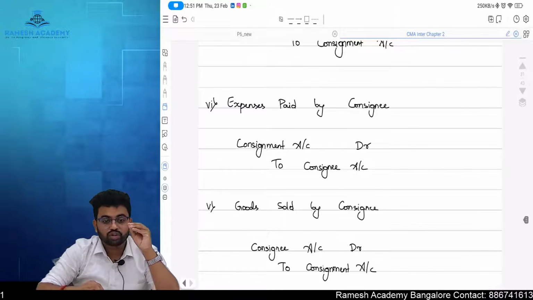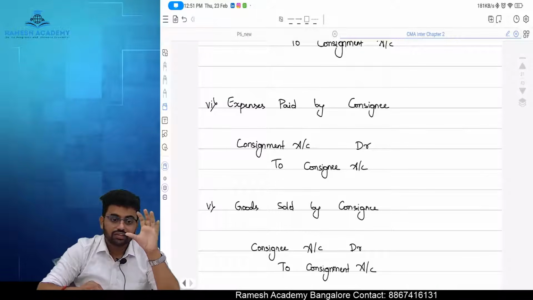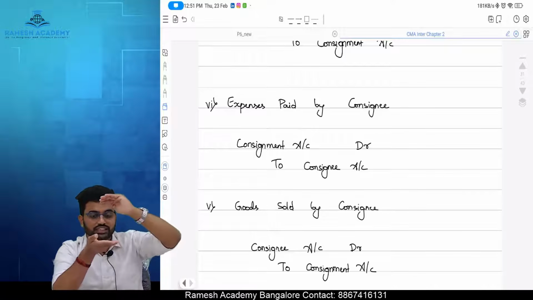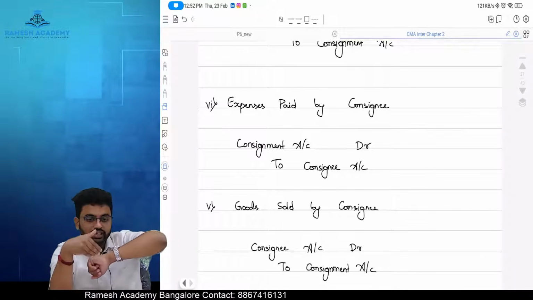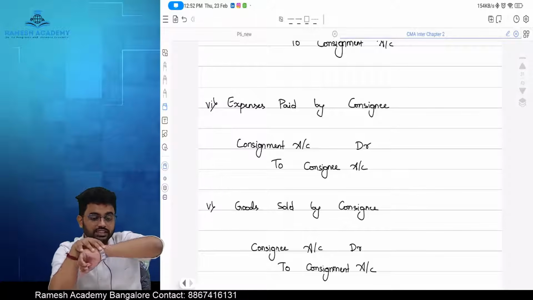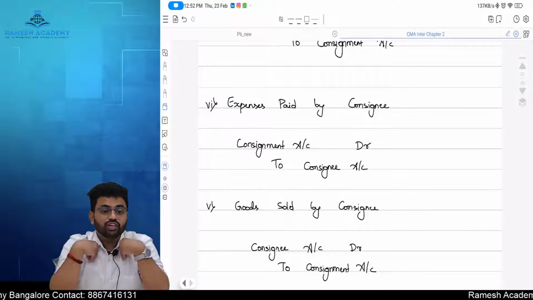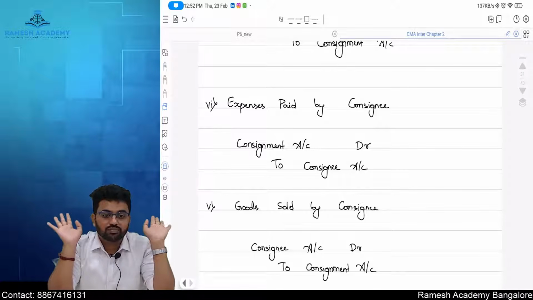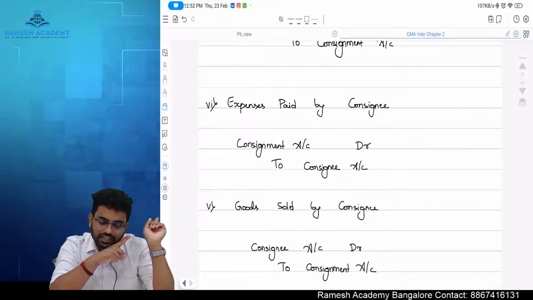When the goods are sold by the consignee, he will send a final report saying how much of the goods we sent were sold. He sends it in a document called an account sales. At that time, what will be the entry? As we are not doing any sales, we do not have any relationship with our customer. Who has the relationship with our customer? Our agent, that is our consignee.